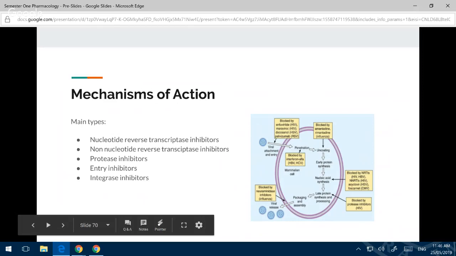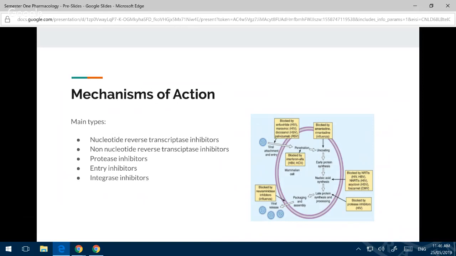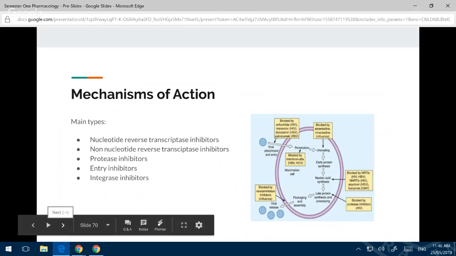This is just to illustrate that there are a bunch of processes that drugs can target. And I've listed them on the left here. So nucleotide reverse transcriptase inhibitors, you have the non-nucleotide version, protease inhibitors, entry inhibitors, and integrase inhibitors.